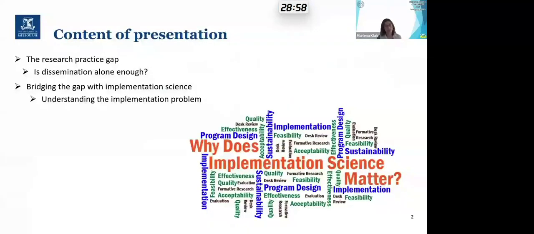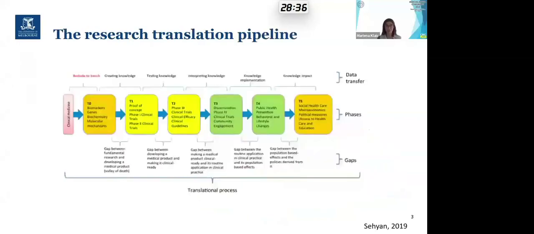So today I'm going to start by exploring the research practice gap before we move on to discussing why dissemination on its own may not be enough to ensure that research evidence makes its way to routine clinical practice. I'll then go on to describe implementation science and discuss one method that we can use to help us address implementation research gaps or problems.